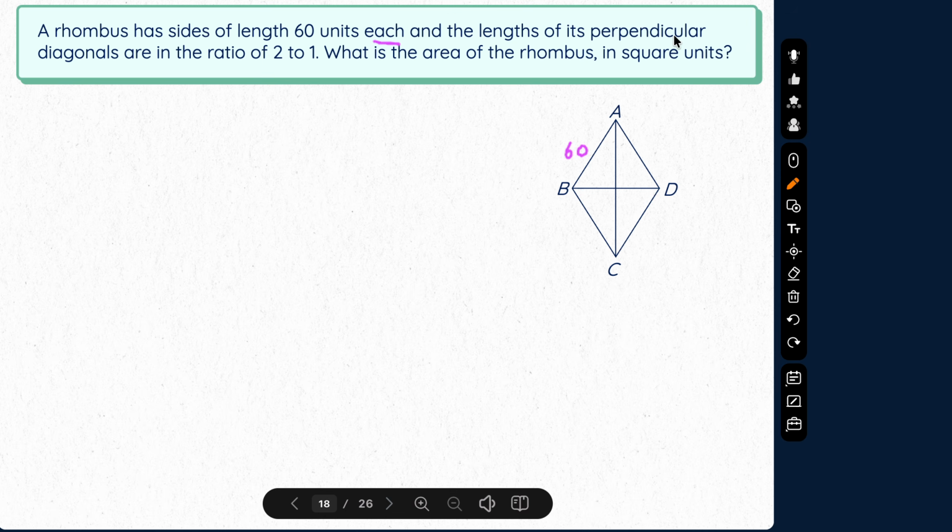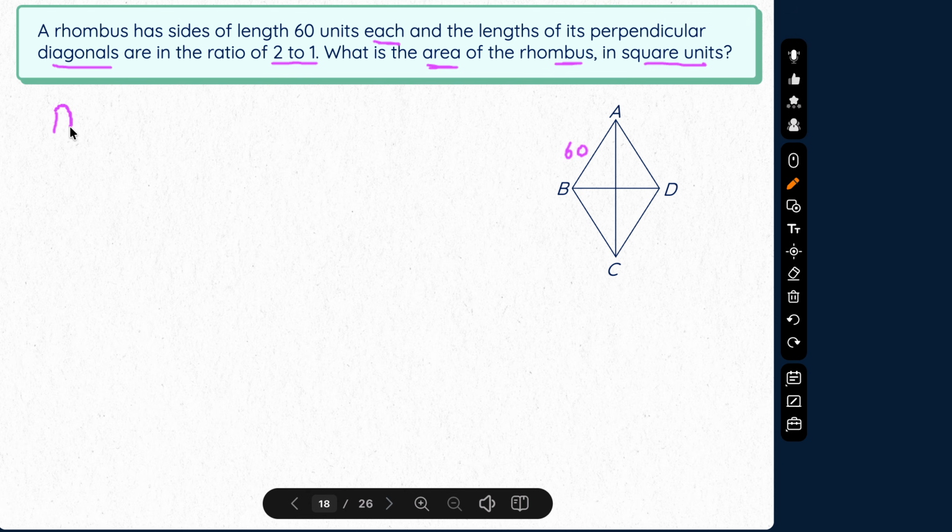And the lengths of its perpendicular diagonals are in the ratio 2:1. We do not know what the lengths of the diagonals are, but that's what the ratios are. What is the area of the rhombus in square units, right?